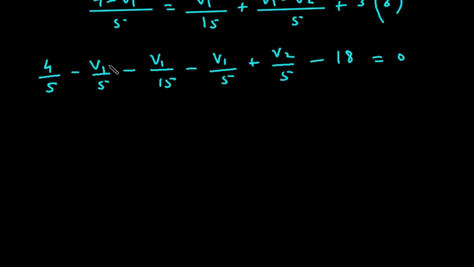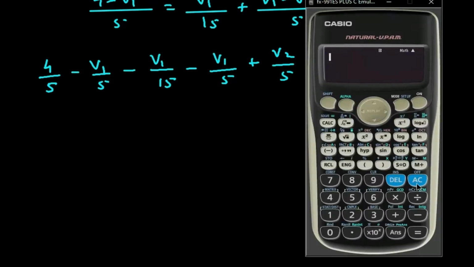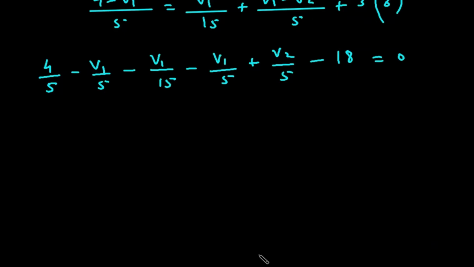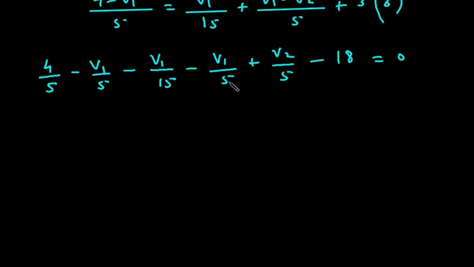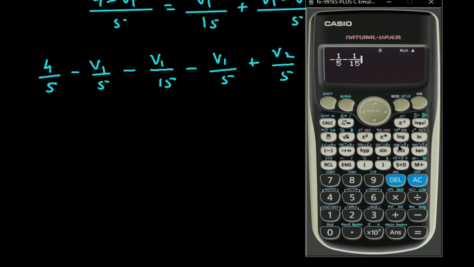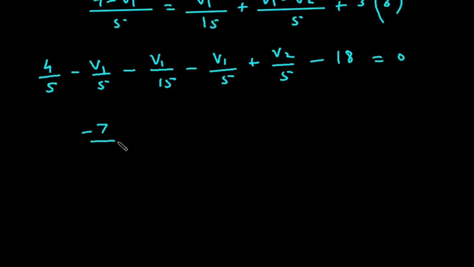Now this will be minus 1 by 5, minus 1 by 5, then minus 1 by 15, minus 1 by 15, minus 1 by 5, minus 1 by 5. So this is minus 7 by 15 V1. This will be plus V2 by 5.